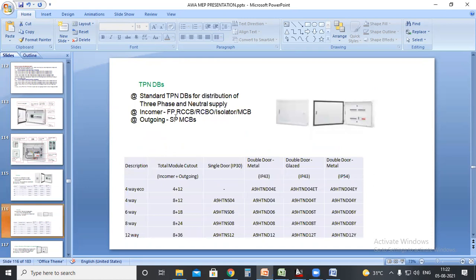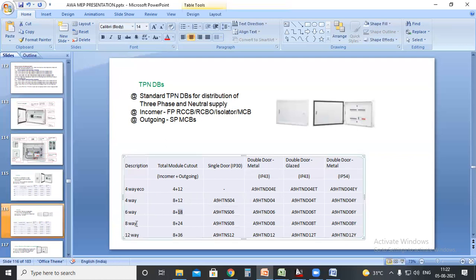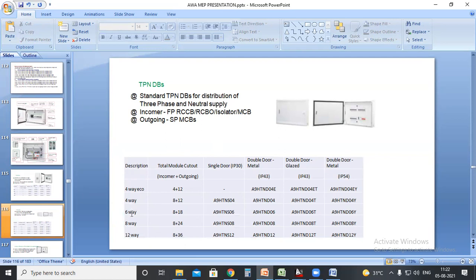This is also a standard TPN DB, distribution board. If you check four-way eco, that is a brand-particular specification for a DB: four-way, 4 plus 12 way; four-way, 8 plus 12. I think this 12 will be clear to you. The right side value: four-way means 4 into 3, 12 circuits. Six-way means 6 into 3, 18 circuits. 8-way means 8 into 3, 24 circuits. 12-way means 12 into 3, 36 circuits. These are the normal numbers of ways in the distribution board and the normal number of outgoing circuits.